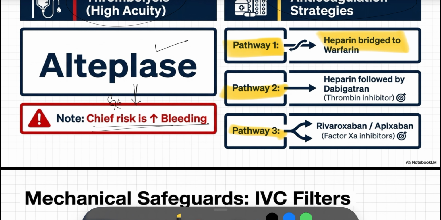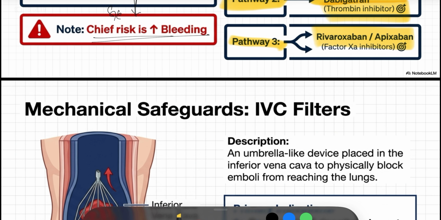Heparin followed by dabigatran. It's a thrombin inhibitor. Then we give rivaroxaban or apixaban. They are factor 10A inhibitors. So how can you remember rivaroxaban? In the name itself we have Xa. Okay, I think that's enough to remember better. Rivaroxaban is a factor 10A inhibitor.